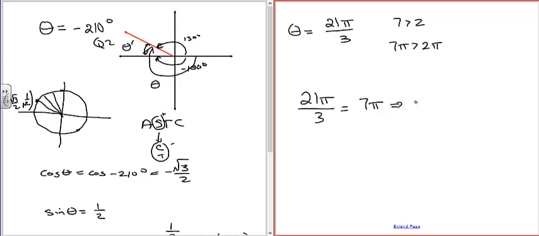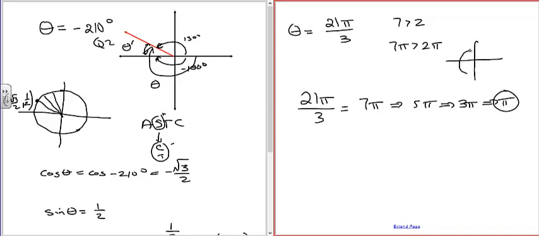What you do is you subtract 2π out. If I subtract 2π, I get 5π. If I subtract 2π again, I'll get 3π. Subtract 2π again, I get π. So you finally get a number that's between 0 and 2π.